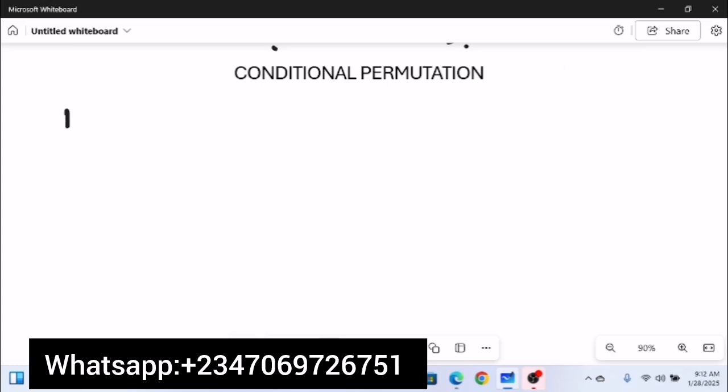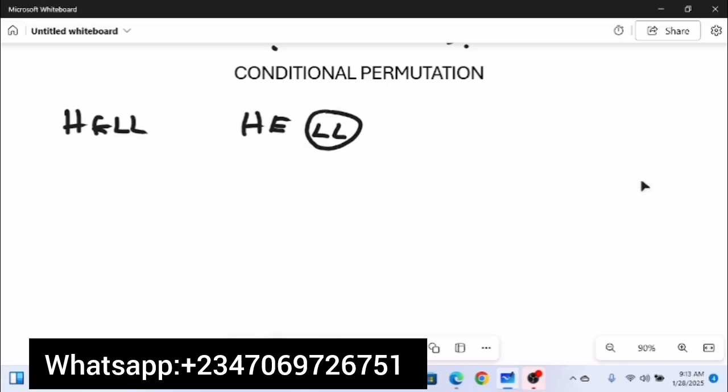You're asked to permutate hell, H-E-L-L, such that the 2 L's will be taken together. That's a condition. So if the 2 L's are taken together, that means you have H-E, then L, L, so you're simply taking the 2 L's together. This means you actually have 3 letters here instead of 4. Originally, hell is a 4-letter word, but by the condition of taking the 2 L's together, the 2 L's appear as 1. So the total number of letters becomes 3, which is H-E-L. Therefore, the number of permutations becomes 3 factorial, which is 3 times 2 times 1, and that simply gives us 6 ways. So taking the 2 L's together, we can permutate hell in 6 ways.